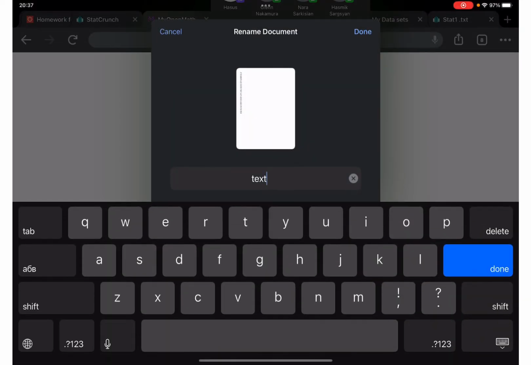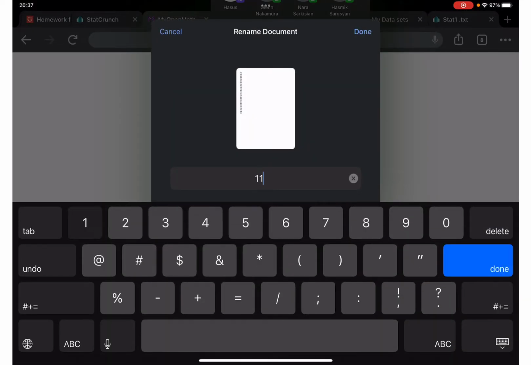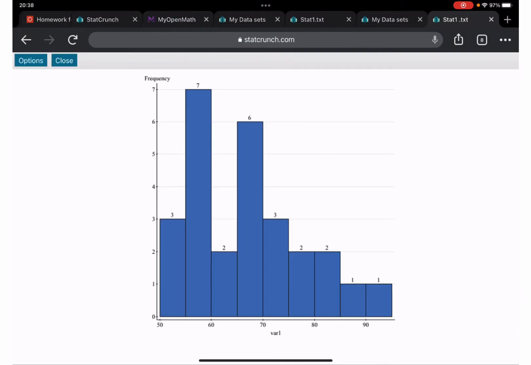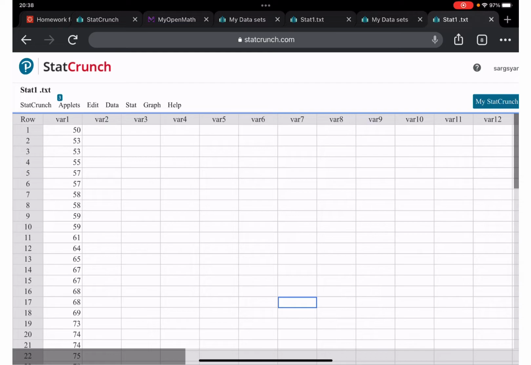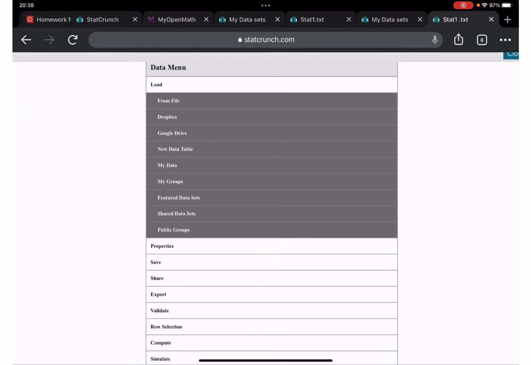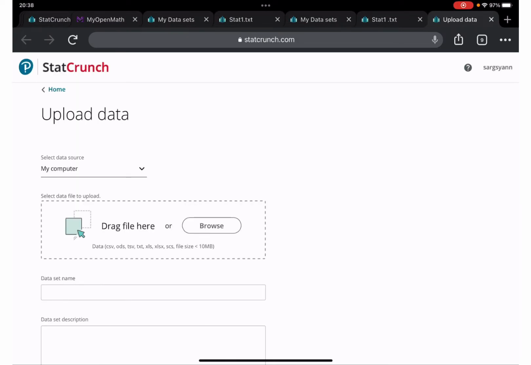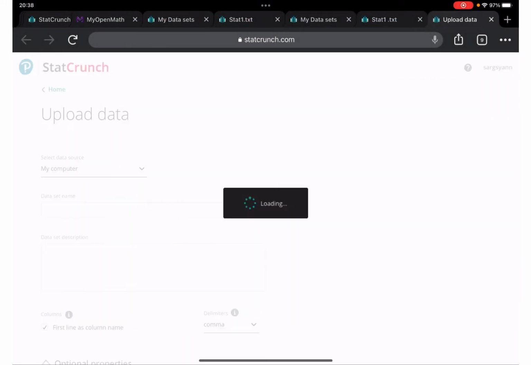I will put here this time, 111. All right, save it. Let me open. Upload it from file from on the computer. Browsing 111. Wow, it's taking a long time.